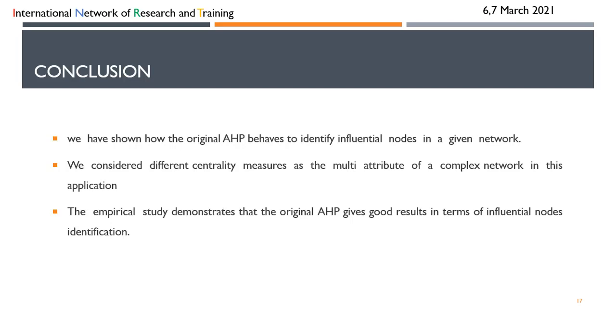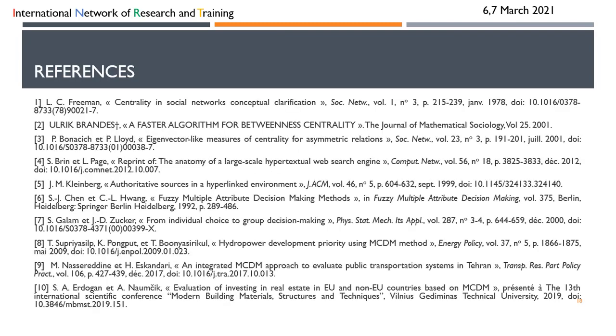So the identification of influential nodes in complex networks is an important research topic. Many methods are proposed. We have shown how the original AHP behaves to identify influential nodes in a given network. We consider different centrality measures as the multi-attributes of a complex network in this application, and the empirical study demonstrates that the original AHP gives good results in terms of influential nodes identification.